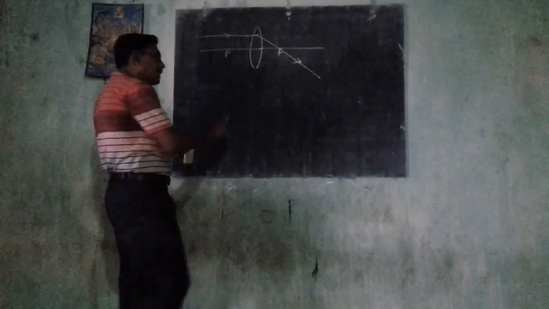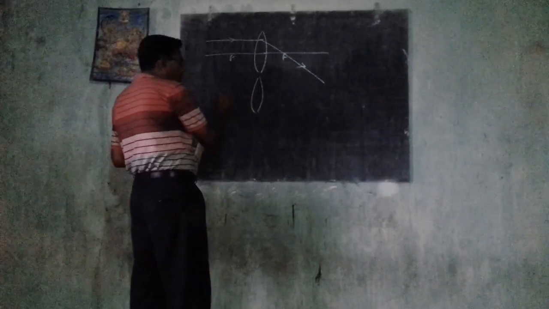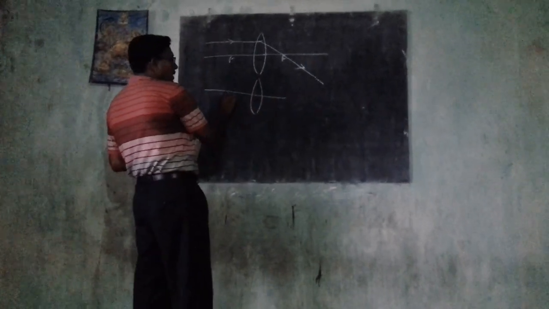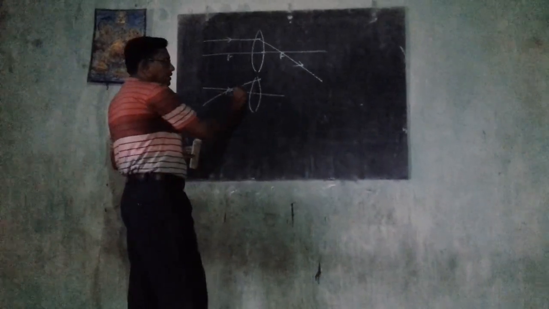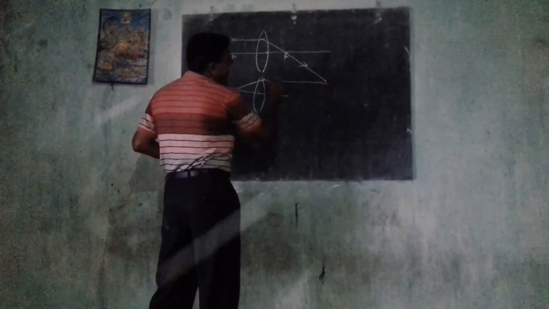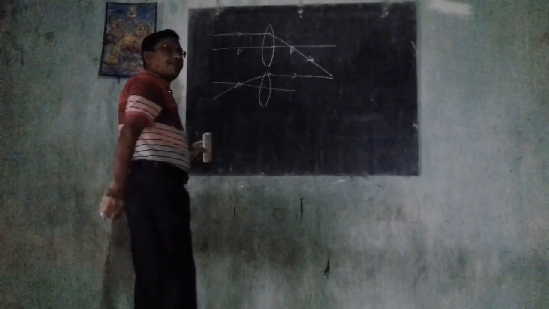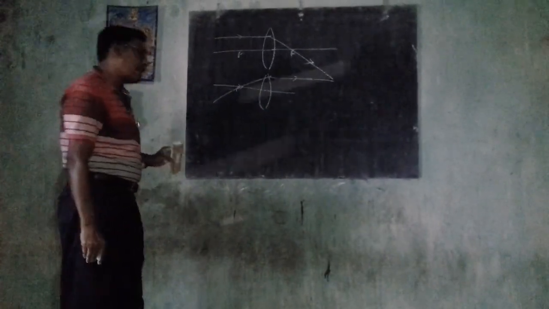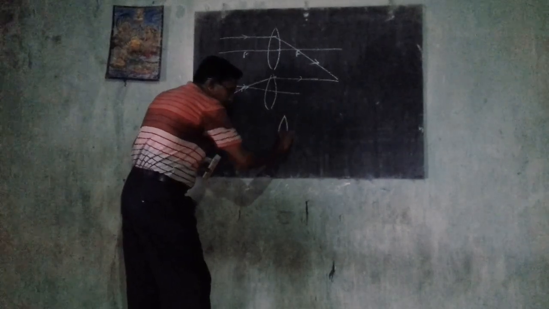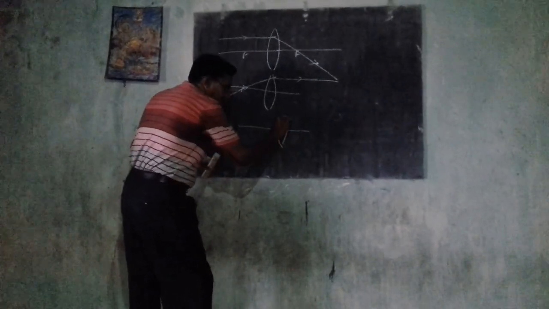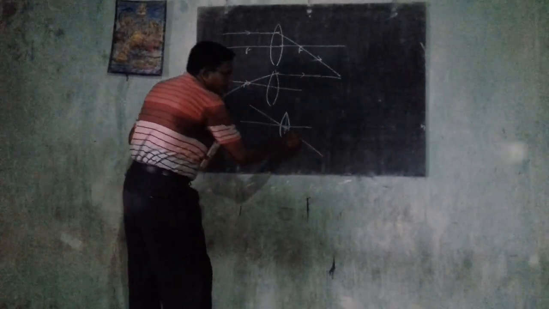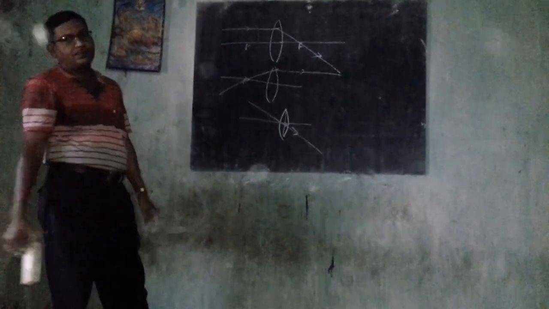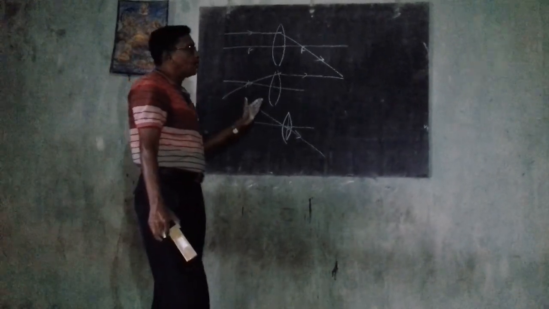In the second rule, when the light passes through the focus, after refraction it is parallel to the principal axis. And the third rule, in the convex lens, when the light passes through the optic center, it never changes its direction, it passes directly. And these three rules are also applicable in the concave lens.